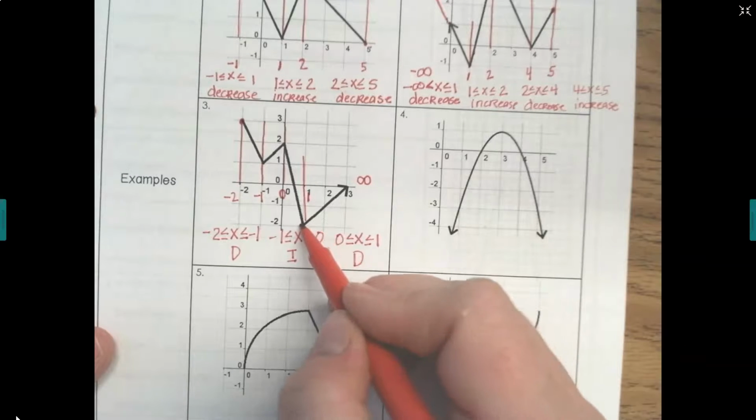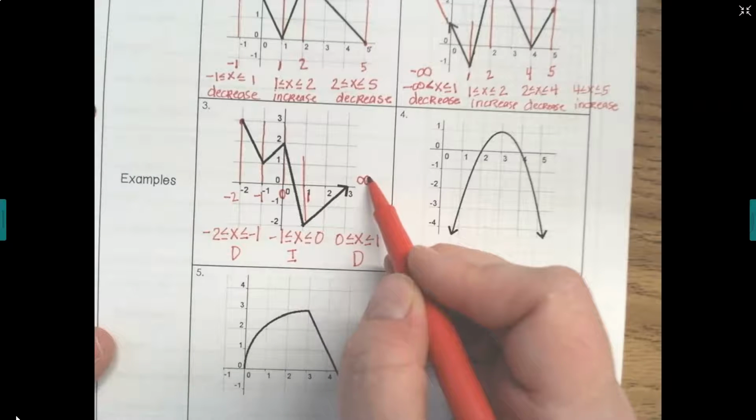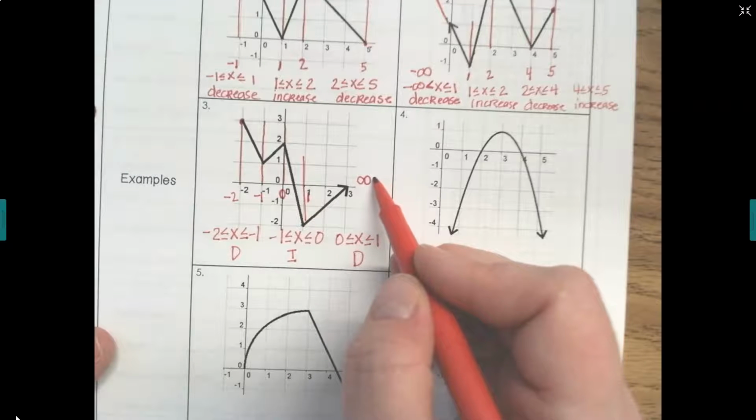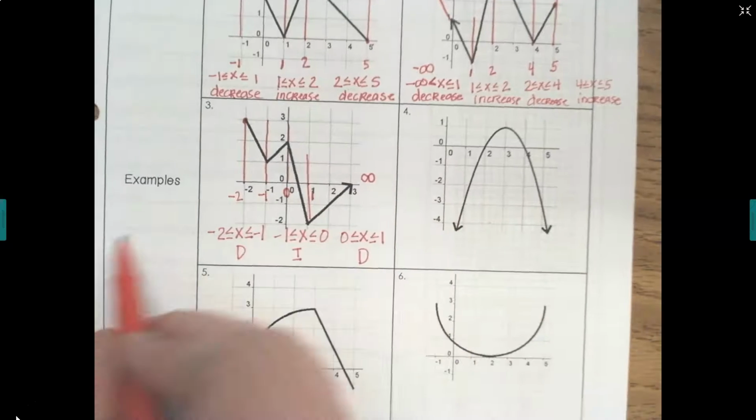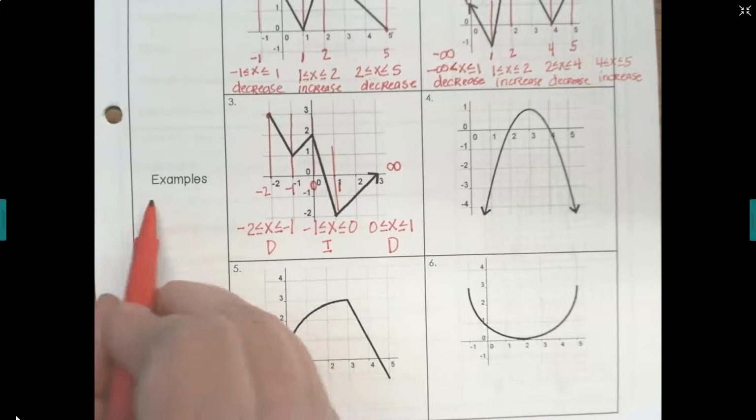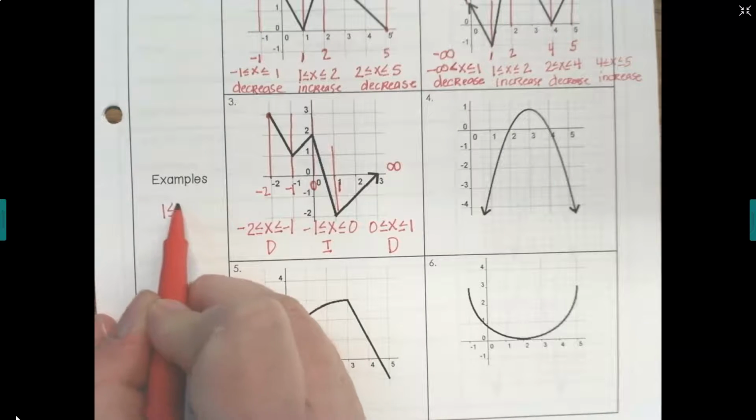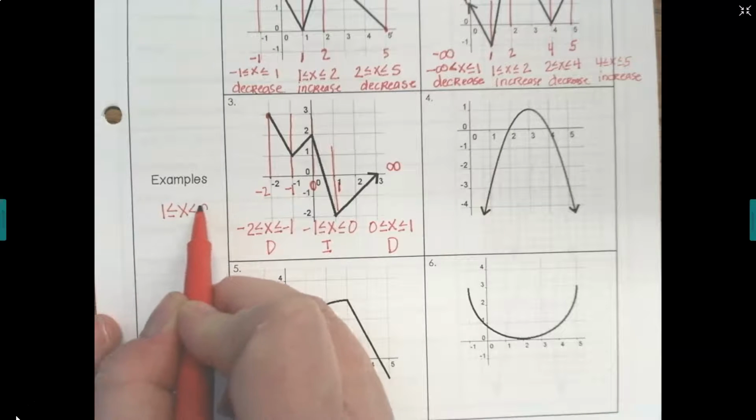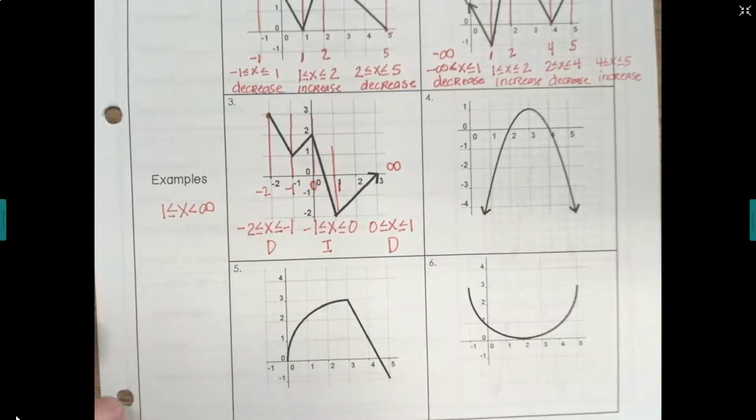And then from 1 until forever for the x values, we're never going to stop increasing. I'm going to write this one over here where I have a little more room. I have 1 is less than or equal to x, which is less than infinity, meaning it's never going to stop on that side. Okay.